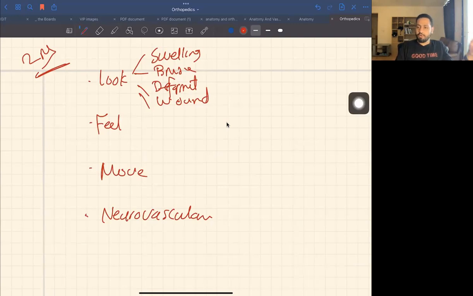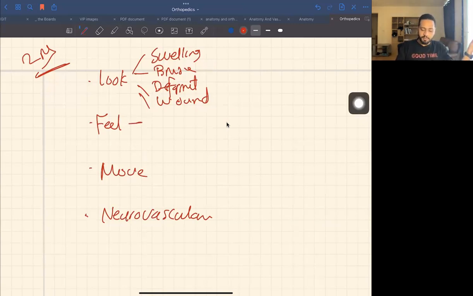So number one, when you're looking, I'm looking for whether this bone or this tissue is swollen, is there any bruise or abrasions, is there any deformity compared to the other side? Can I see any wound that is completely open, and this is potentially an open fracture? This is basically what you're looking for. You're also looking for the color, if there is any erythema or any hotness in this area. Number two, you're feeling.